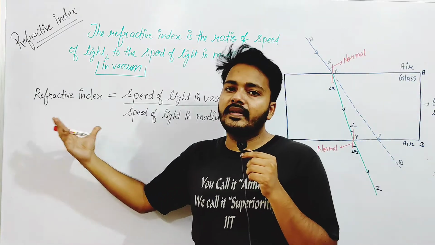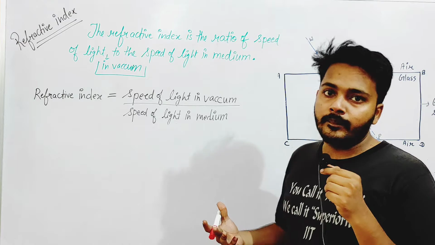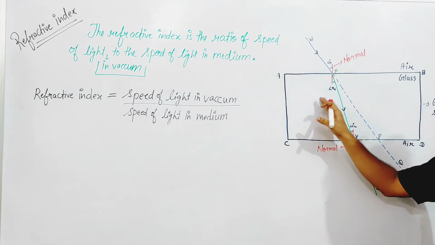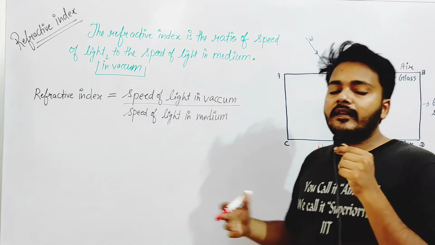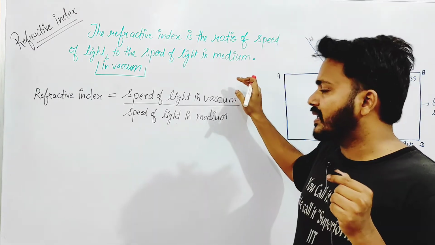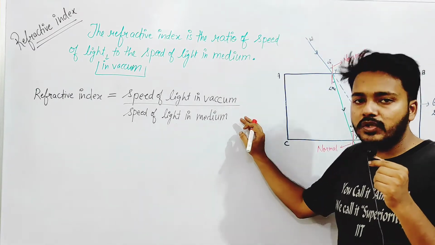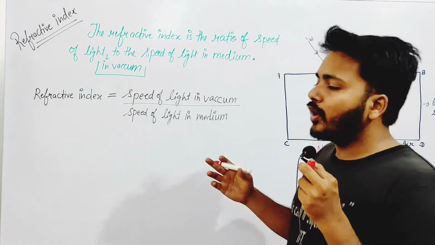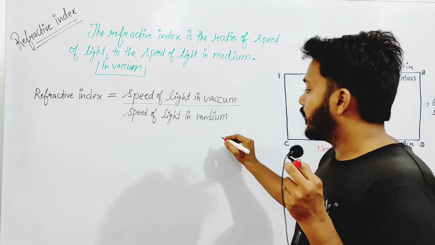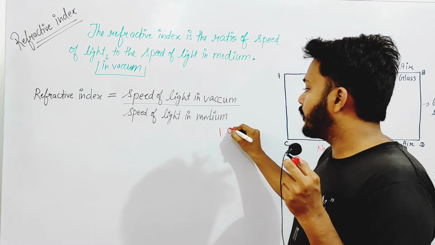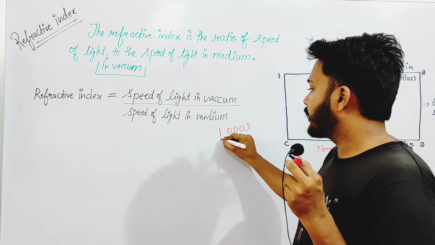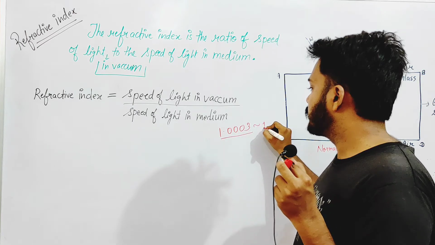The refractive index value is given for different substances. That means that if light passes from one medium to another, there is a change in the speed of light. That's why we take the ratio of those speeds of light, and that is equal to the refractive index. By observing the table, we find that the refractive index value of air is 1.0003. That is nearly equal to 1.